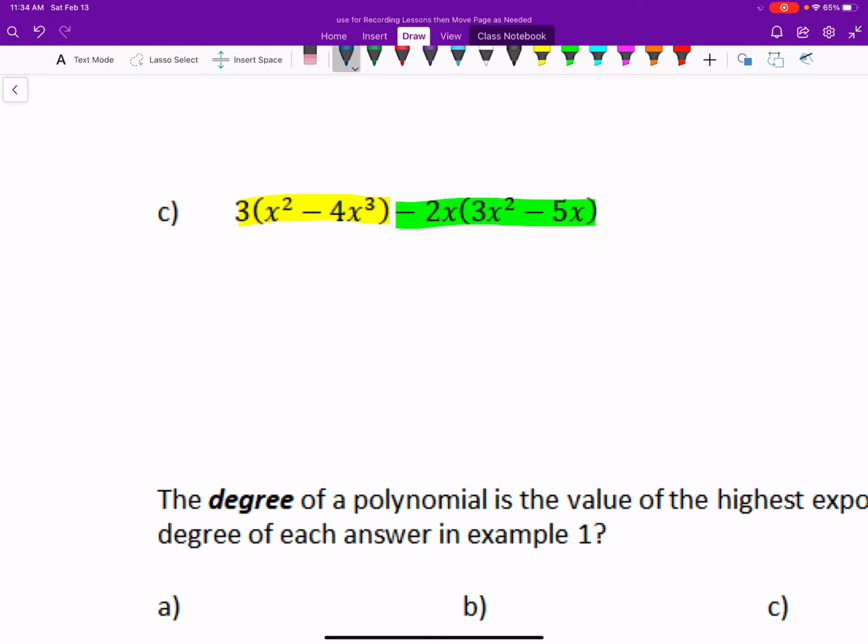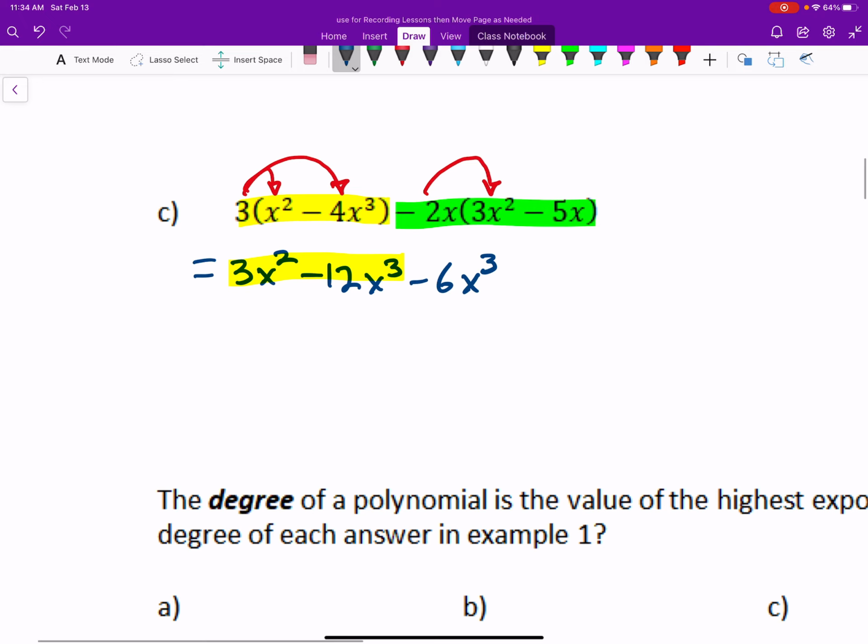Okay? So doing the distributive law, I'm going to do 3 times x squared, which gives me 3x squared. I'm going to do 3 times negative 4x cubed. So 3 times negative 4 is negative 12, and I've got x cubed still. Both of those came from that first bracket. And then I'm going to do negative 2x times 3x squared. Negative 2 times 3 is negative 6. x times x squared, if I add the exponents, I get 3. And then I'm going to do negative 2x times negative 5x. Negative 2 times negative 5 is positive 10. x times x is x squared.